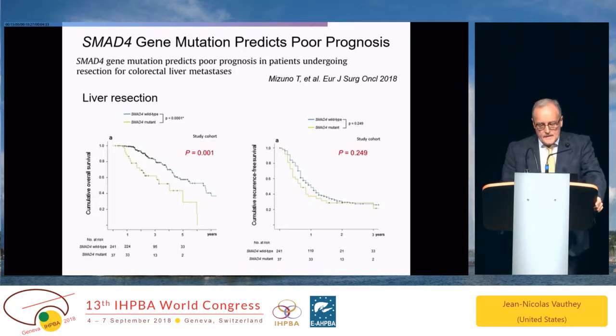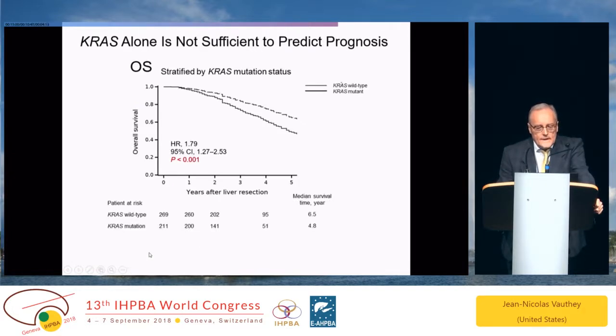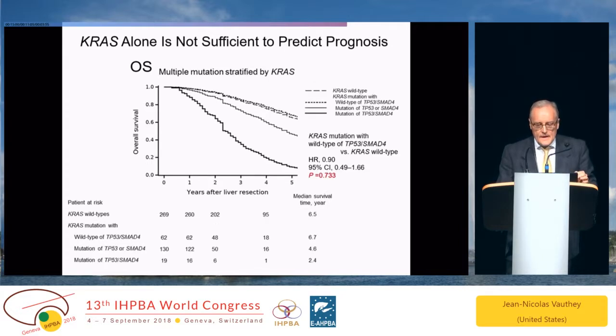Now there's SMAD4 here. SMAD4 independently predicts survival after resection of colorectal liver metastasis, 37 patients out of 280 almost. And this effect is also shown in patients with unresectable disease. So now we have a KRAS that's not sufficient to predict prognosis, because you have in the background of these 211 patients other mutations, and other patients who don't have other mutations. And the breakdown is shown here.